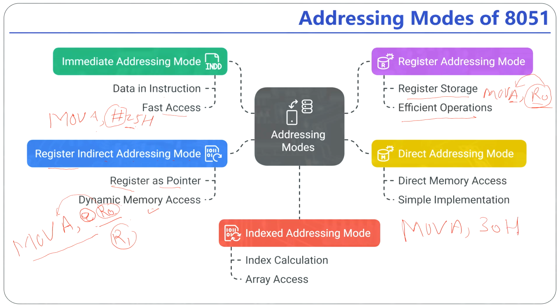Suppose some value is given in this address. The value is copied from this location and transferred here. This is the source operand, and this is the destination operand. The transfer goes from here to here. This is basically direct memory access, a simple implementation.